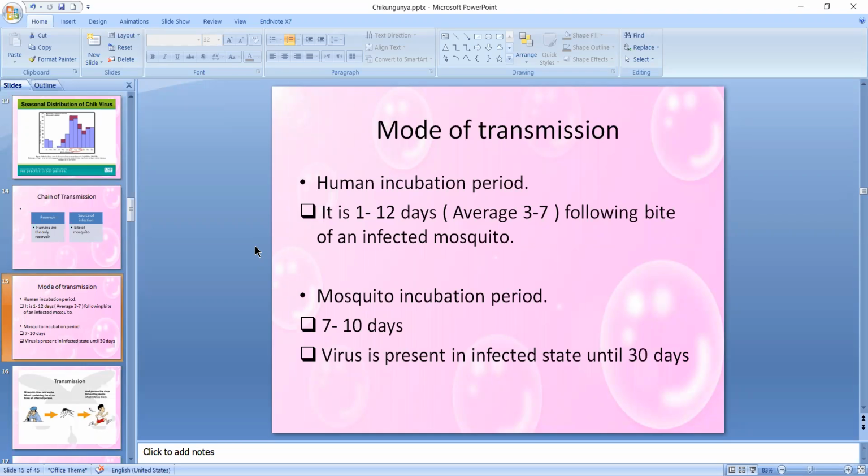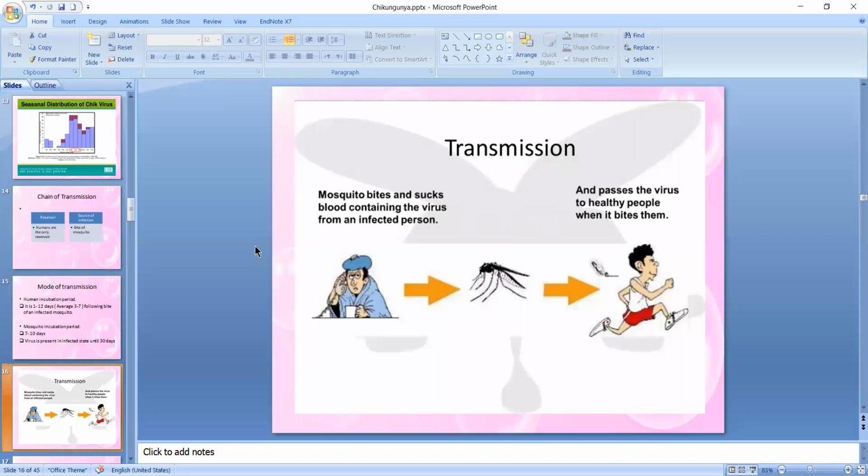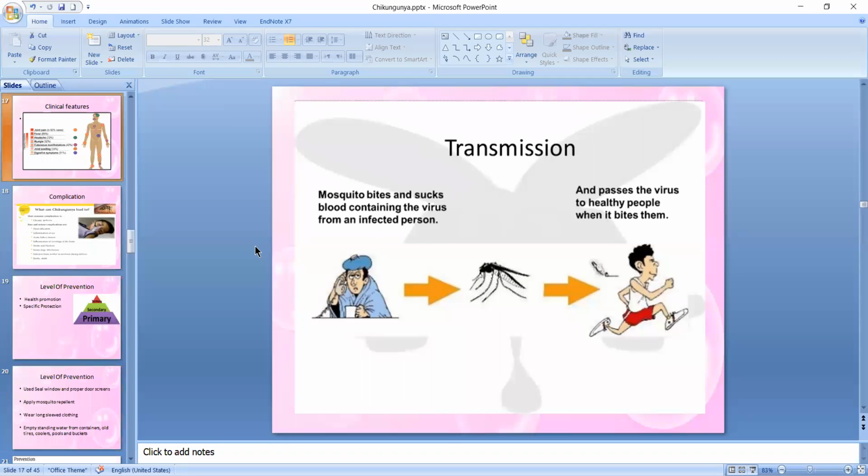Human incubation period is 1 to 12 days, average 3 to 7 days following the bite of an infected mosquito. Mosquito incubation period is 7 to 10 days, and the virus is present in the infected state for up to 30 days or until the death of the mosquito. How this disease is transmitted: a mosquito bites and sucks blood containing the virus from an infected person, and then bites a healthy person, and then the disease is transmitted.